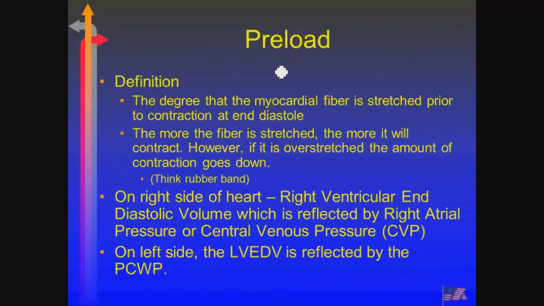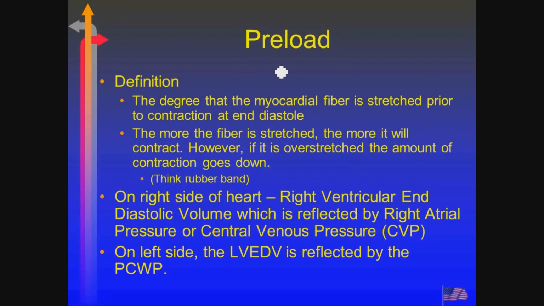So preload, afterload, and contractility. Well, let's start with preload. Classically defined, it's the degree that the myocardial fiber is stretched prior to contraction. So at the end of diastole, just prior to that ventricle contracting, how much stretch is on that muscle? We know that as we stretch a muscle, it contracts. That's basically the mechanism by which contraction happens. If I stretch it more, I get a bigger contraction to a point.